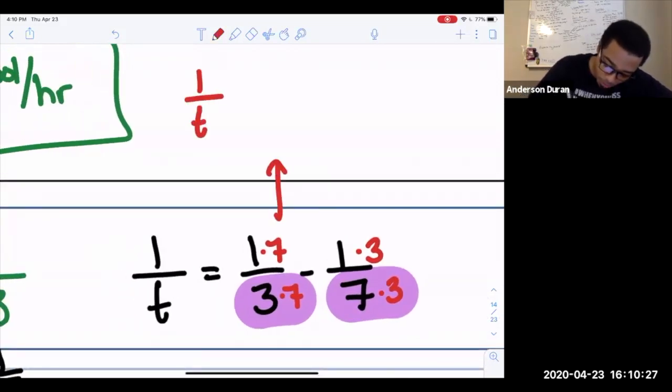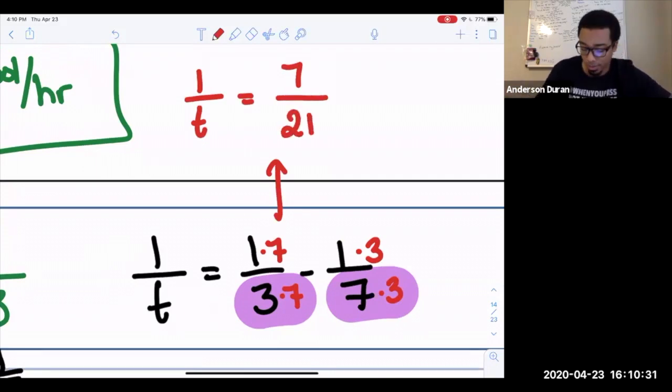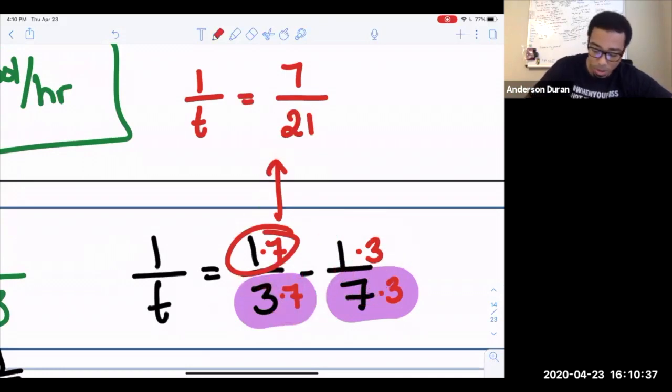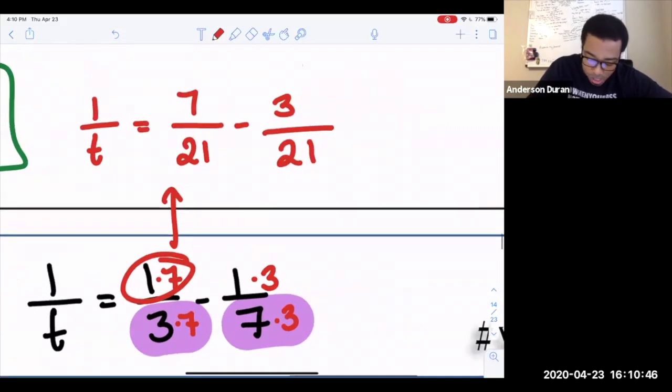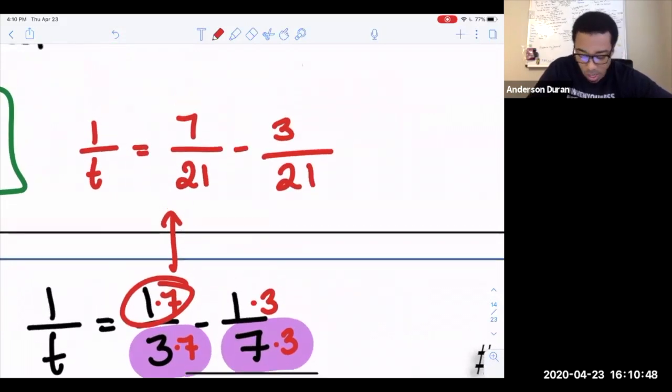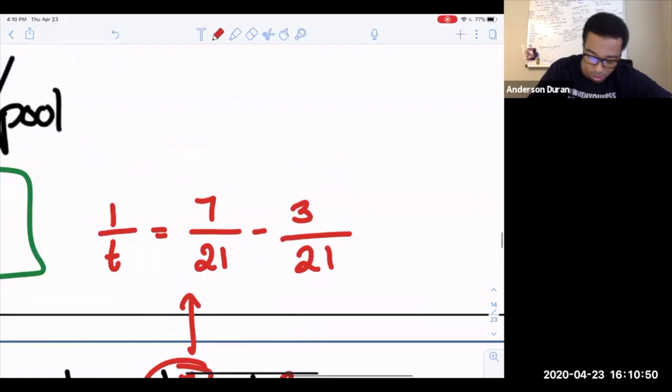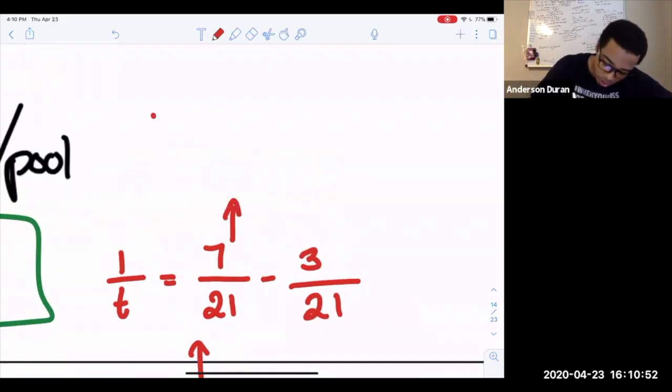So let's rewrite it up here. 1 over T equals 7 over 21, because 1 times 7 is 7, and then 3 times 7 is 21. Now over here, 1 times 3 gives us 3, and again, 7 times 3 gives us 21. So we essentially have 1 over T equals 7 over 21 minus 3 over 21. And if we continue going here, we'll have 1 over T equals what, everybody?